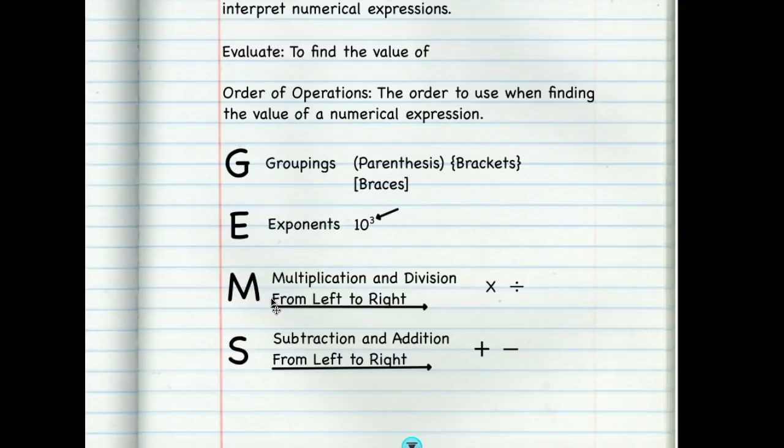And multiplication, again, very important. You solve from left to right. Whichever comes first in the numerical expression, that's what you do first. If there is division first in the numerical expression, that's what you do first. But if there's multiplication first, that's what you do from left to right. Subtraction and addition from left to right, same thing. Whichever one comes first in the numerical expression. And we'll be looking at some examples of that in a moment.